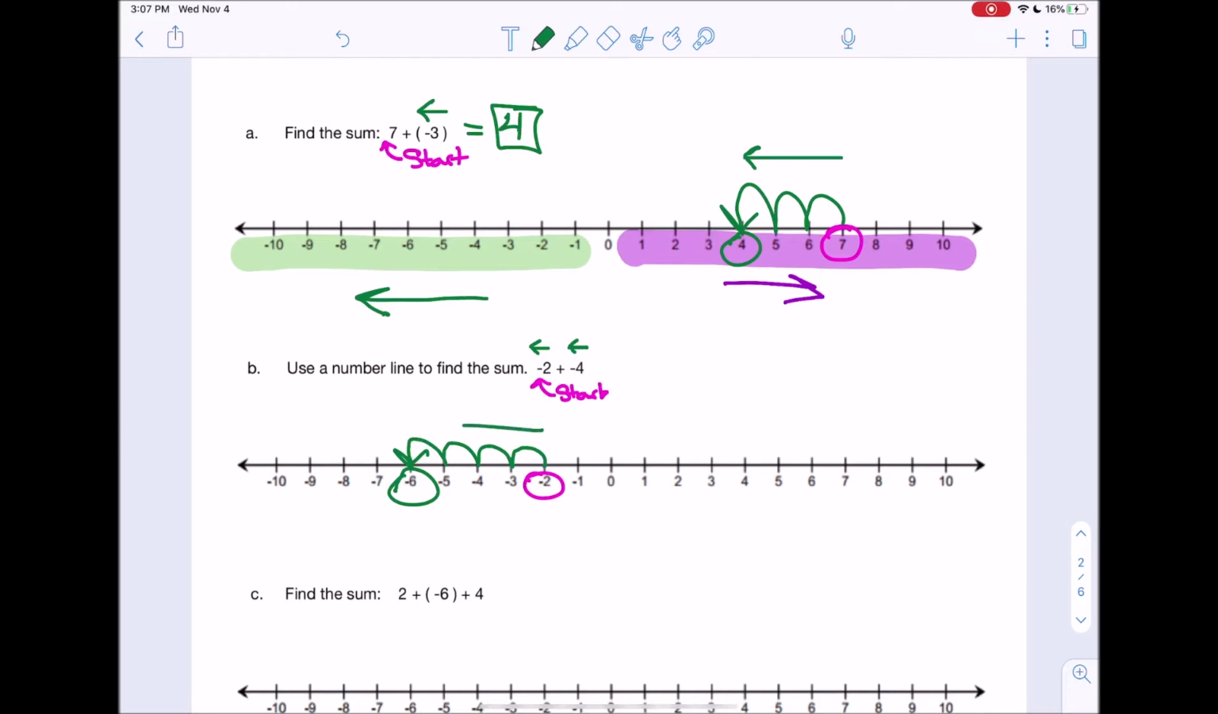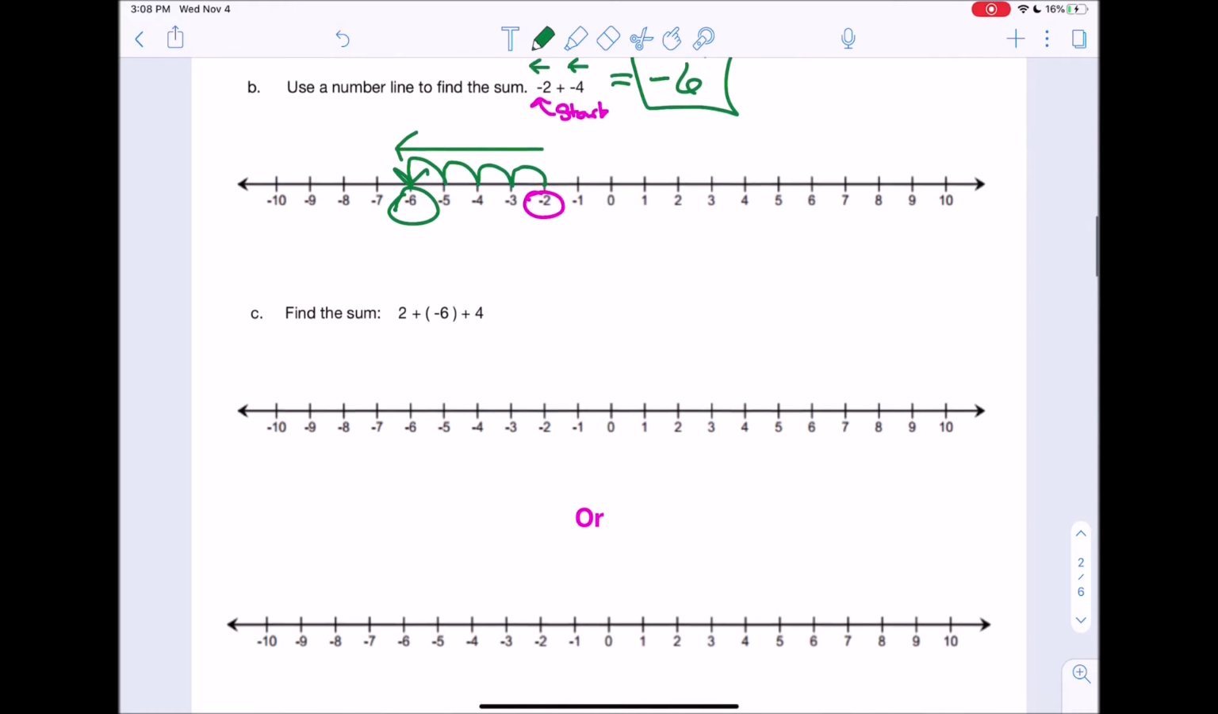Or once again, you could draw an arrow 4 spaces to the left and end up at negative 6. Okay, so we get negative 6 as our answer. So the key thing to remember is your first number is going to be your starting point, and then you're going to go in the direction of the second number's sign. So if the second number is positive, you will go to the right. If the second number is negative, that's how many spaces you'll go to the left.